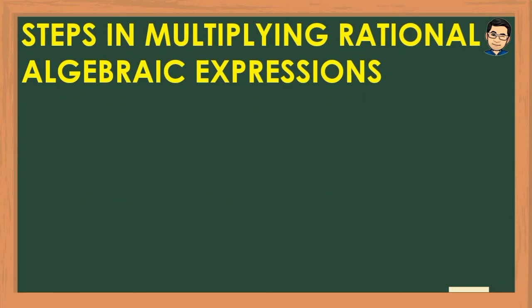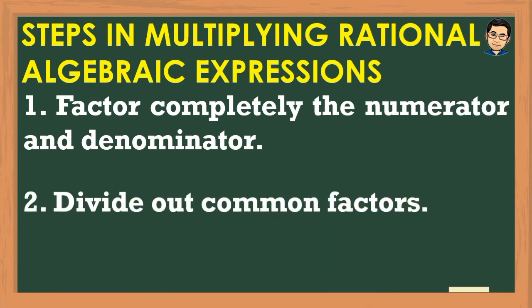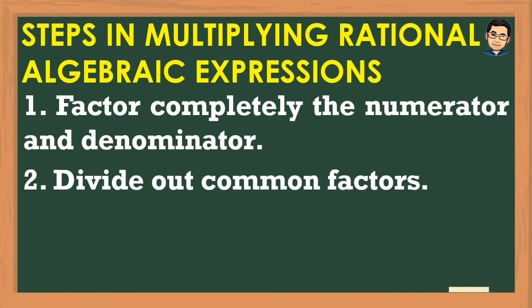So here are the steps in multiplying rational algebraic expressions. First one, factor completely the numerator and denominator. So we have there the word factor. So we will be applying factoring techniques if possible. And then, we divide out common factors. So that's the time na pwede na po tayong mag-cancel, once na na-factor na po natin yung mga terms ng expressions.